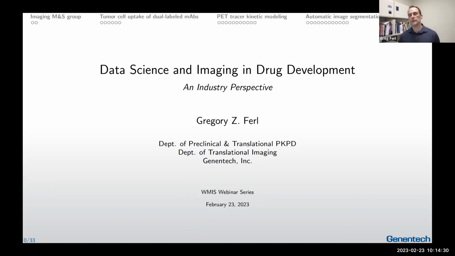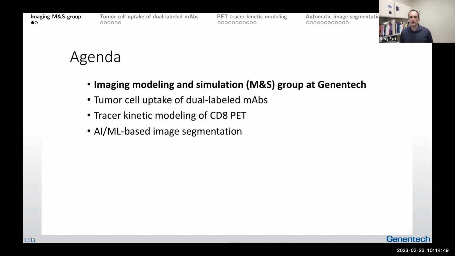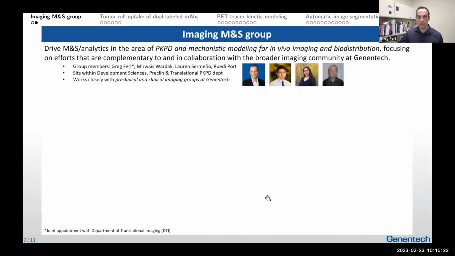So today I thought I'd give an overview of some of the various modeling and simulation type projects that are ongoing at Genentech in support of our imaging efforts. Four topics will be touched upon today. I'll give a brief introduction into my modeling and simulation group here at Genentech, and then I will cover the highlights from three relatively recent projects that we're working on here involving dually labeled antibodies and cell uptake, tracer kinetic modeling in support of our CD8 PET program. And then we'll switch gears a bit and talk about artificial intelligence, deep learning-based approaches to automated image segmentation for micro-CT and PET, if there's time.